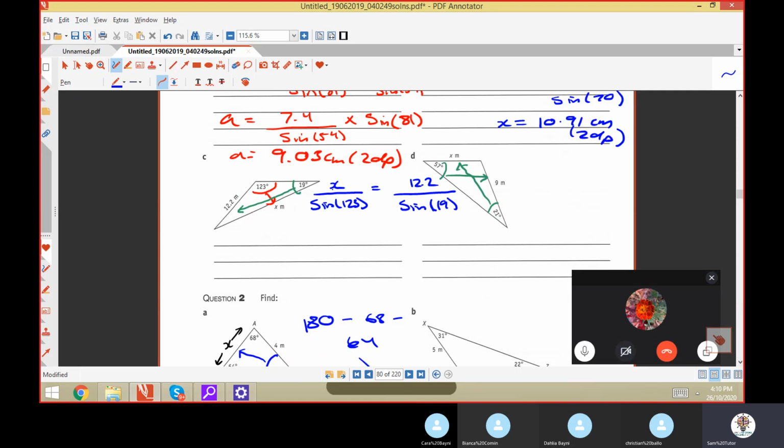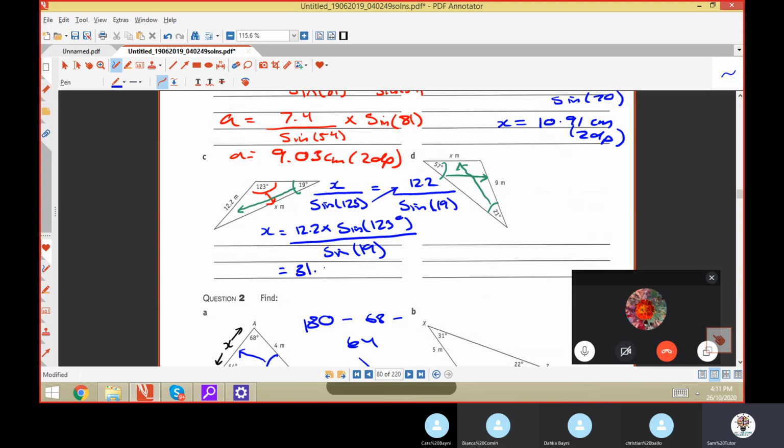So what is this number doing to the x? It's dividing. What's opposite dividing? Timesing. So you just times that directly up. So you get something like x is equal to 12.2 times sine 123 degrees all over sine 19, and you punch all that into your calculator and that's it. 12.2 sine 123 degrees all over sine 19.